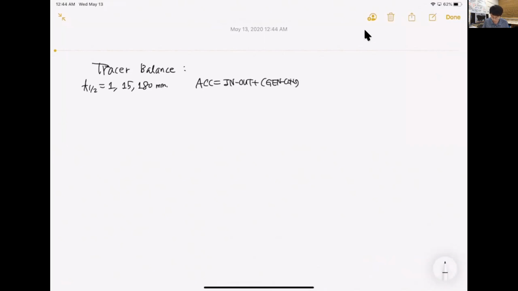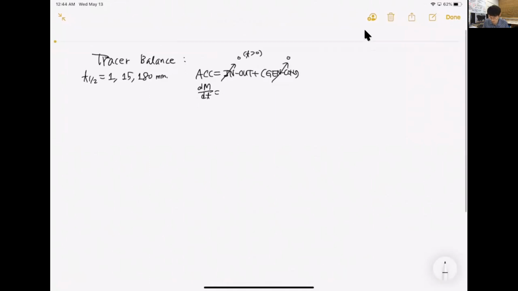Here we know the influx is 0 when time is bigger than 1, and generation and consumption are 0. So the change of the mass inside the system will be minus Km. Or we can change it into concentration using C. Then dC over dt is equal to minus Kc.